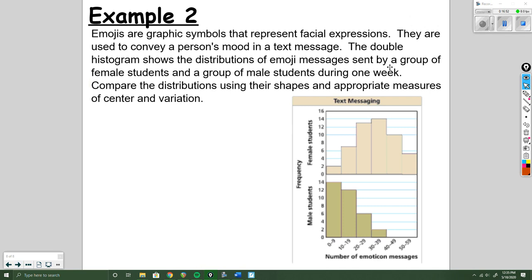In this last example, we just have two tables talking about emojis, the amount of text messages using emoticons, between female and male students. Here's the data display for the females, and here's the data display for the males. I believe this was accurate when this was polled. What we're going to do is compare the distributions using their shapes and appropriate measures of center and variation. If we take a look at the female data set, we can see that it is symmetric.